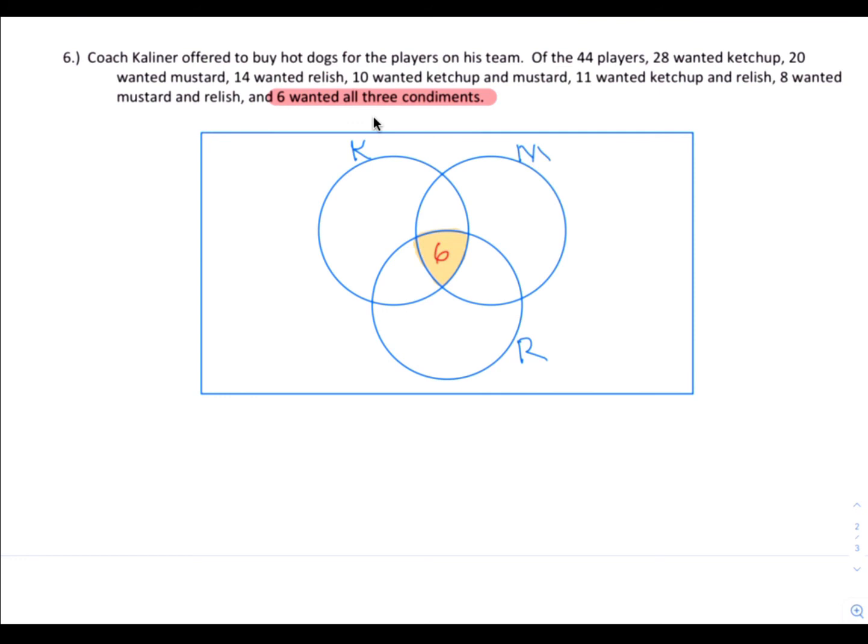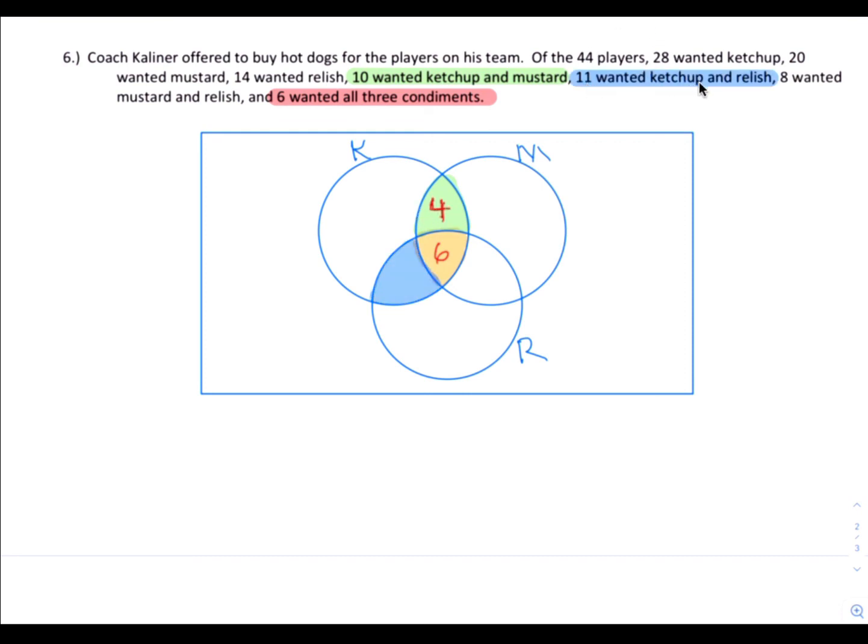All right, in problems like these, you always want to try what goes in the middle. That is, what is in the intersection of all 3 circles? Well, how many people wanted all 3 condiments? Right here, it says 6. 6 wanted all 3. So right here, we have 6. And this is the intersection of all 3 circles. Next, we look at how many wanted ketchup and mustard. So 10 wanted ketchup and mustard. But that includes the 6. So that means 10 minus 6 would leave you with 4. So that means 4 would go in this space.